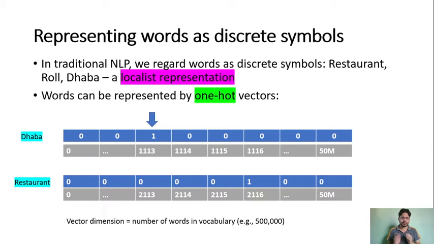So first, how can we represent a word in a discrete way? Once we say discrete way, it means only one location will be high and the rest will all be zero. So one word will be represented by one vector, and this kind of representation is known as localist representation, or sometimes also known as one hot vector. The vector representing a particular word is known as the one hot vector, and this entire representation is the localist representation. We have taken one example where we want to represent restaurant and dhaba.